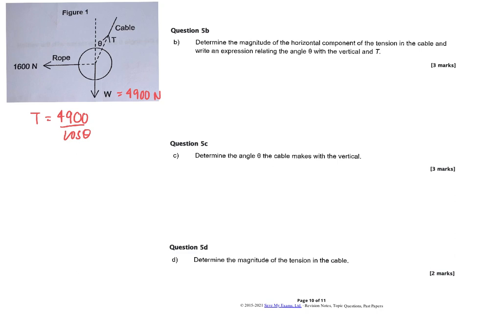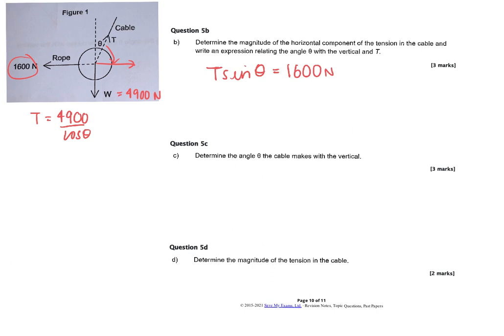Question 5b, determine the magnitude of the horizontal component of the tension and write an expression relating the angle with the vertical and T. So this is very similar to our previous question. So to work out the horizontal component of T, that's going to be down here. So instead of T cos angle, it's going to be T sine angle, and this time it's going to be equal to whatever is going in the opposite direction, 1,600 newtons.